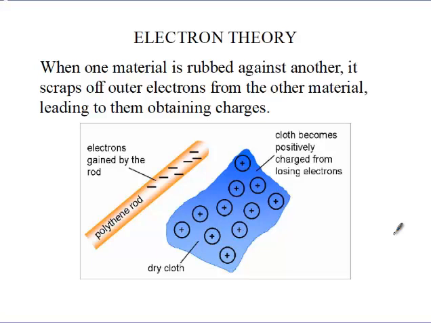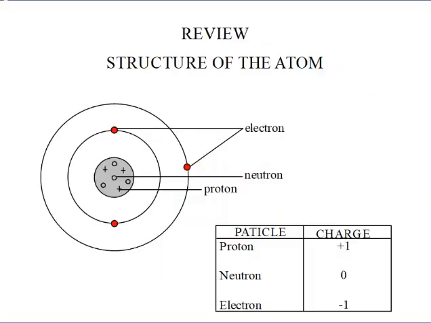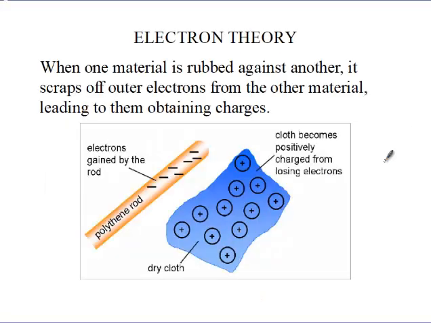Now let's talk about the electron theory. This video is going to explain why the charges are obtained. When you look at the atom, it is the electrons that revolve around on shells. And in the previous video, I said that the electrons are involved in chemical reactions. Now, as you rub one material against another, electrons move from one material to another.